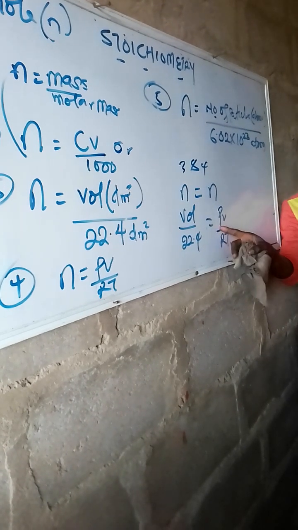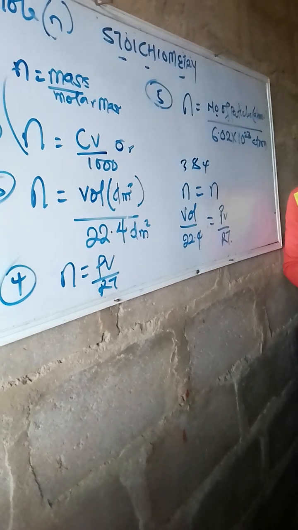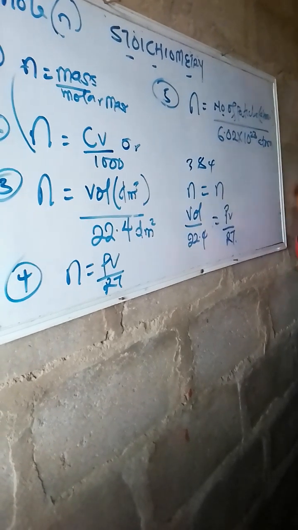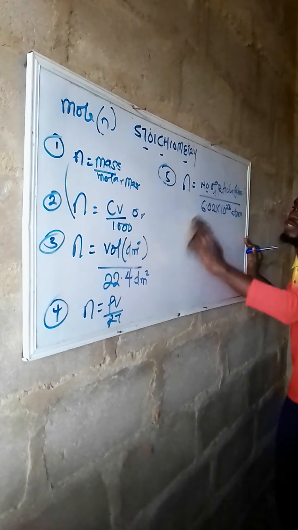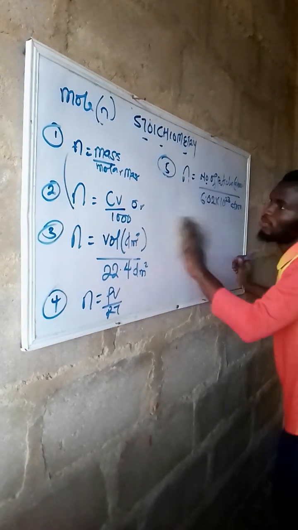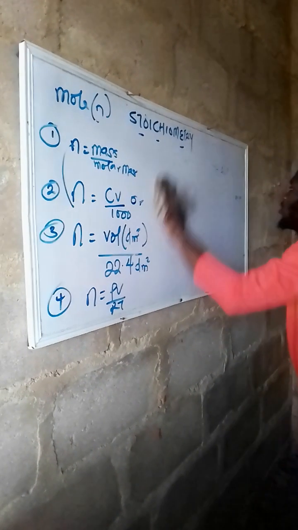They might ask you to find the P, they might ask you to find the V, they might ask you to find the R, they might ask you to find anything here. Are we together? So you can be matching them together. We are going to be seeing some questions relating to that. So let's see questions under this particular formula.